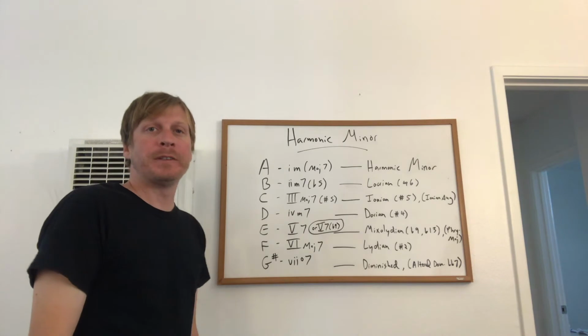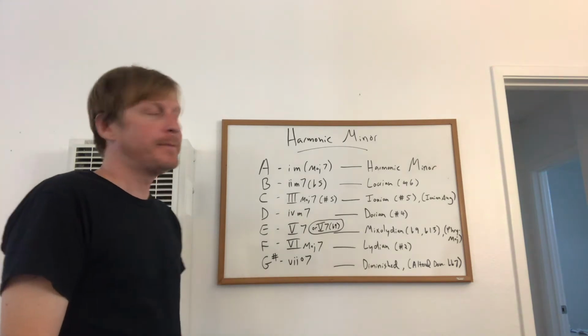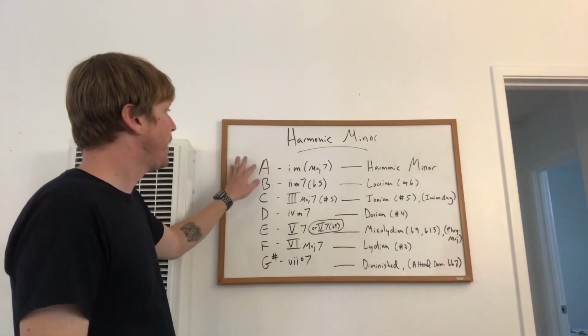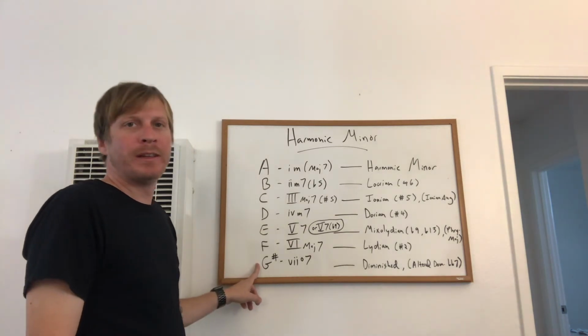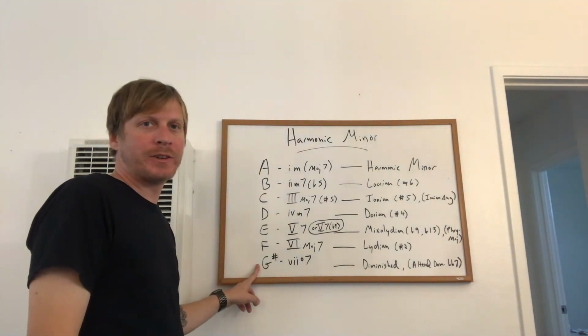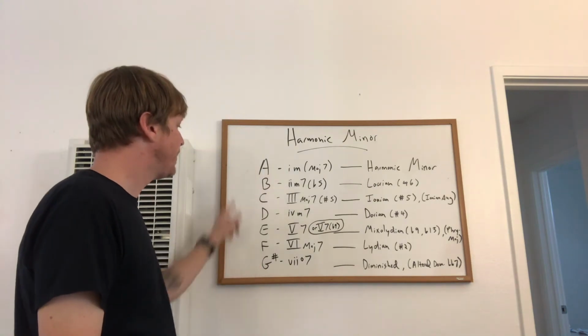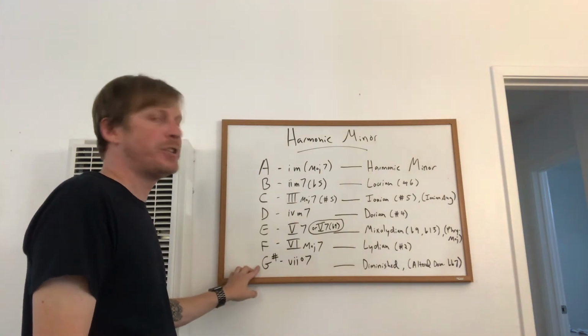Okay, and so today we're going to be talking about the modes of harmonic minor. So basically, if we think of A minor, but harmonic minor, we're going to have a G sharp. So it's going to give us a natural seventh. So that's the difference between natural minor and harmonic minor: our G sharp.